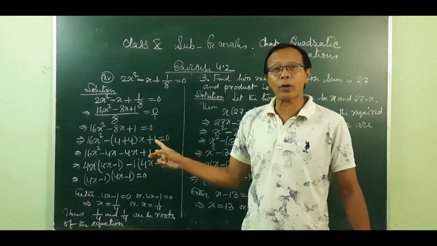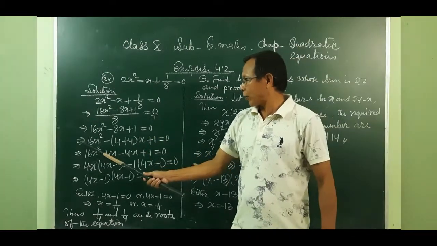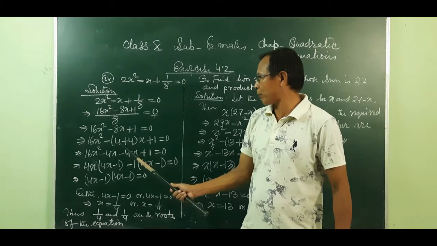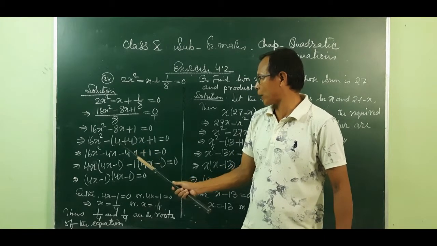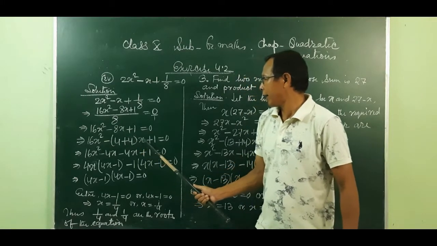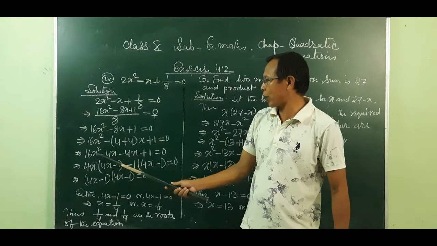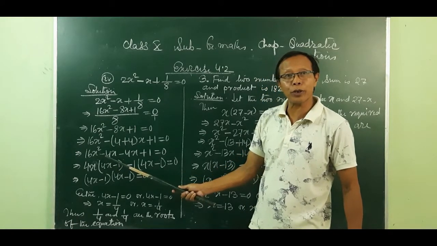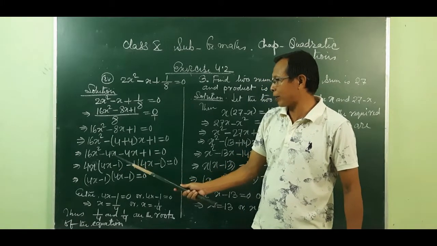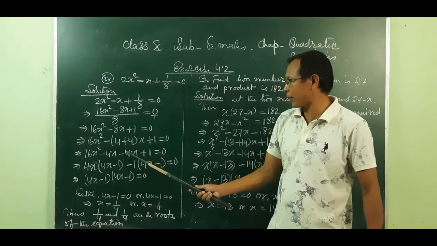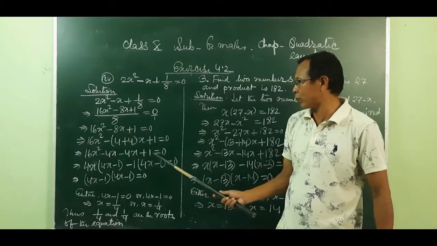You have to factorize the middle term. Equal to 16x squared minus, within the bracket you have to write 4 plus 4, because 4 plus 4 becomes 8, x plus 1 equal to 0. Now your next step is what to do? You have to remove the bracket. So after removing the bracket, it becomes 16x squared minus 4x minus 4x plus 1 equal to 0.